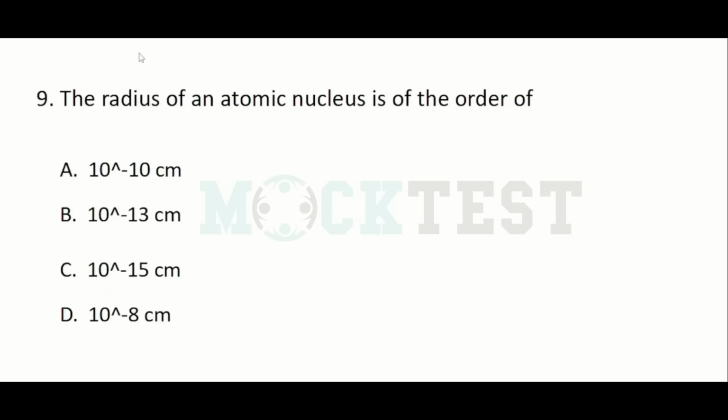The radius of an atomic nucleus is of the order of: option A, 10^-10 cm; option B, 10^-13 cm; option C, 10^-15 cm; option D, 10^-8 cm. The radius of an atomic nucleus is of the order of 10^-13 cm.